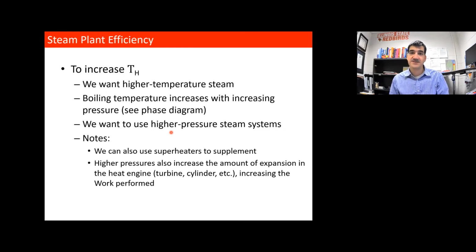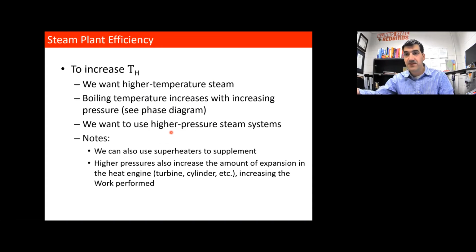We want to increase T hot, which means we want higher temperature steam. So how can we get higher temperature steam? Remember, we talked about the boiling temperature and the effect of atmospheric pressure on the boiling temperature, right? So we want to get steam that is really hot. And we said that as we go to higher elevations, the atmospheric pressure decreases, which decreases the boiling temperature, right? We want to do the opposite. So we want to do something where we get higher temperature steam.